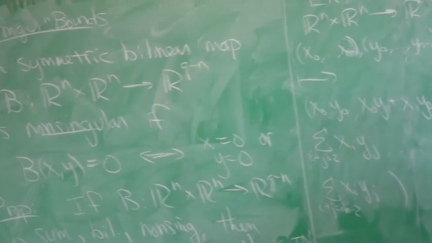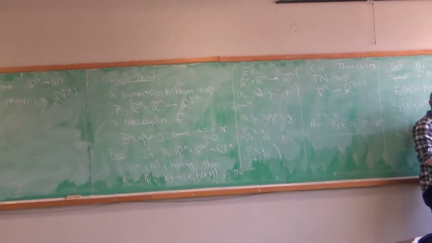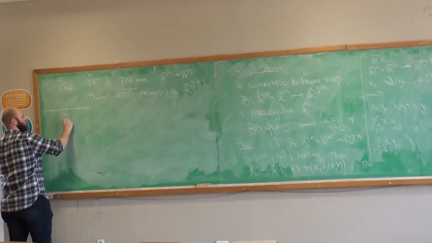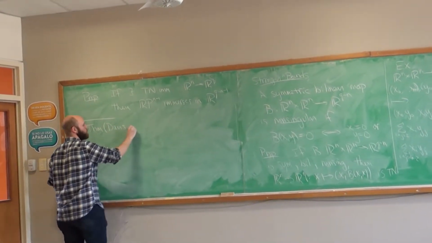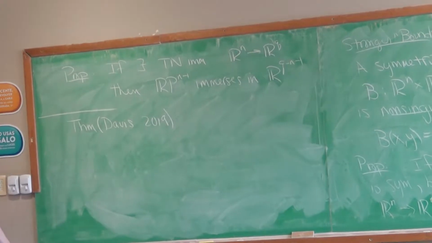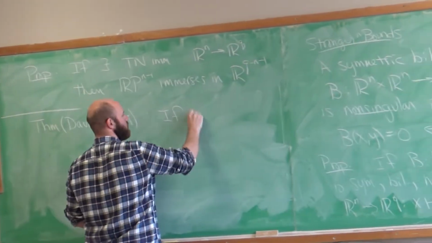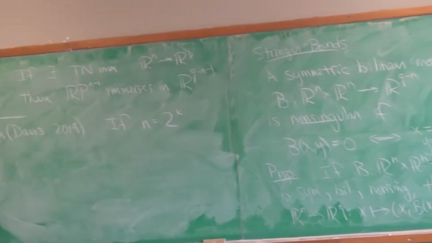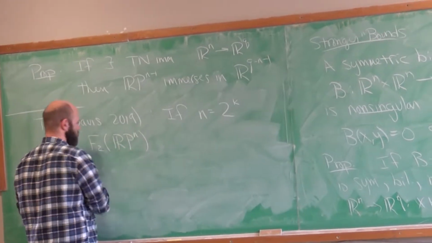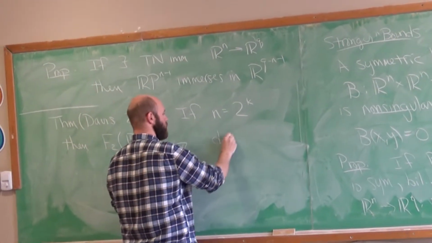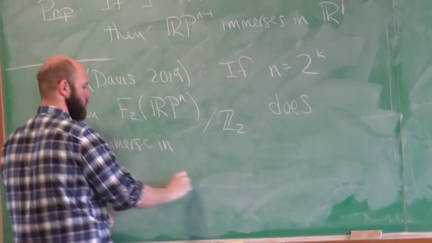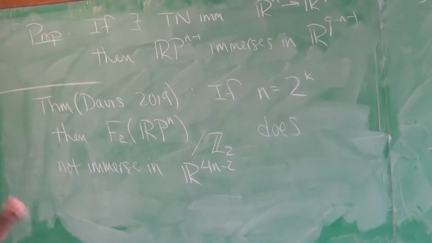Although we can compute obstructions this way, by computing obstructions to immersing these, this is very difficult. But recently this was done by Don Davis, who was also famous for studying immersions of projective spaces. He showed that if n is a power of 2, then the unordered configuration space of RP^n does not immerse in R^(4n-2).